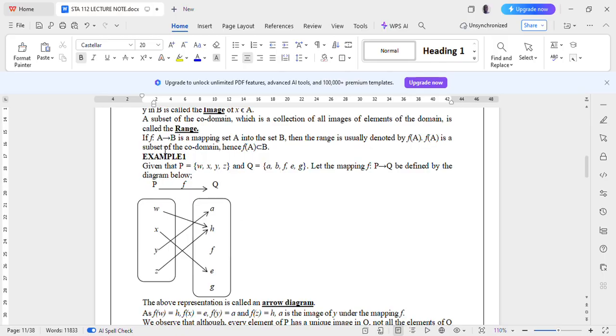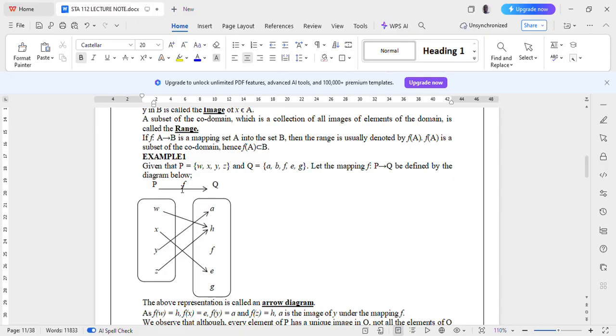Now, if f, a function, is a mapping from set A into the set B, then the range is usually denoted by what? F of A. Yes, so f of A is a subset of the codomain. So hence f of A belongs to what? To B. So the image of A is a subset of the elements in B, the codomain.